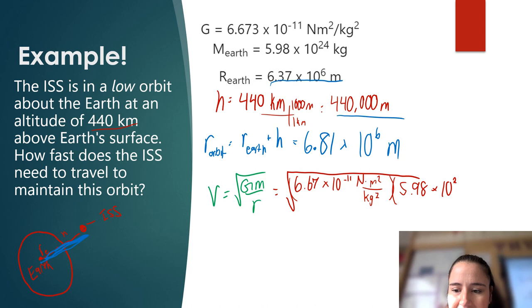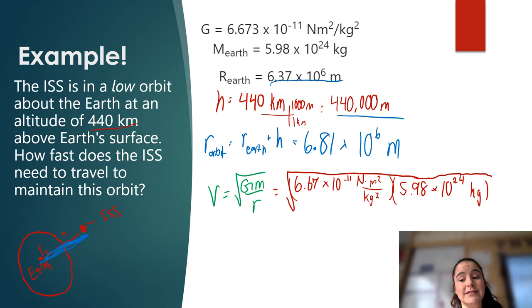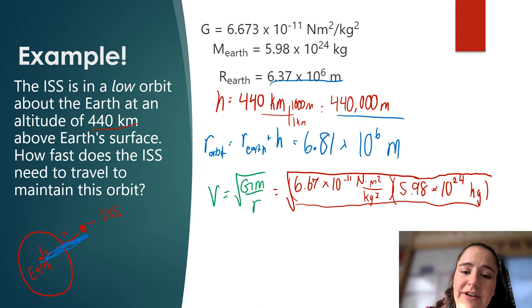It's important that the mass of the space shuttle doesn't matter for how fast it needs to go. Otherwise, we would have to adjust the weights every time we restocked or sent a new astronaut or got back an astronaut. Very convenient that it's only the mass of Earth that matters and not the mass of the satellite. Okay, divided by r, which is the radius of the orbit. So 6.81 times 10 to the 6th meters.